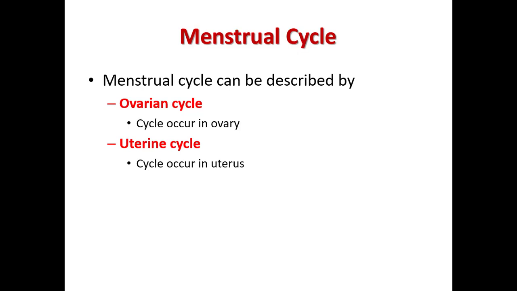A menstrual cycle is a combined name for the two cycles which occur simultaneously at two different sites: at the ovary and at the uterus. The cyclic changes which occur in the ovary are known as the ovarian cycle, which we discussed in the previous lecture. On the other hand, there are cyclic, rhythmic changes in the endometrium of the uterus, and that cycle is known as the uterine cycle. Both cycles combined are known as the menstrual cycle.